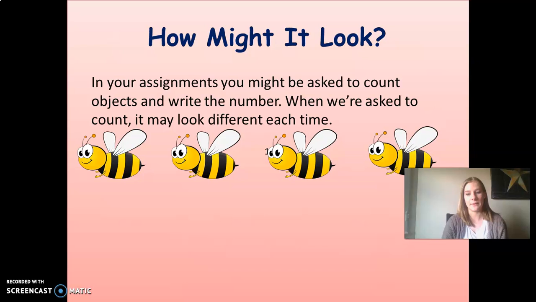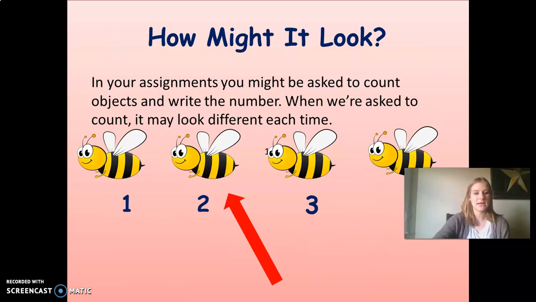Let's try this one. I'm looking right now and I see that I have a horizontal line of bees. Let's count to see how many there are. 1, 2, 3, 4. So this time, scholars, I was able to look and see that I had a row of bees, and I was able to look and count each one. I didn't skip any. I looked and I said, this was number 1, this was number 2, 3, and 4.